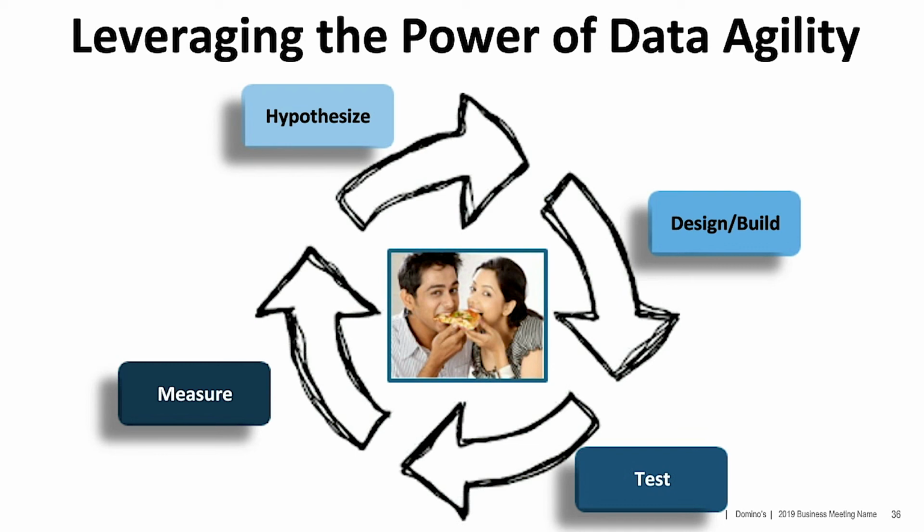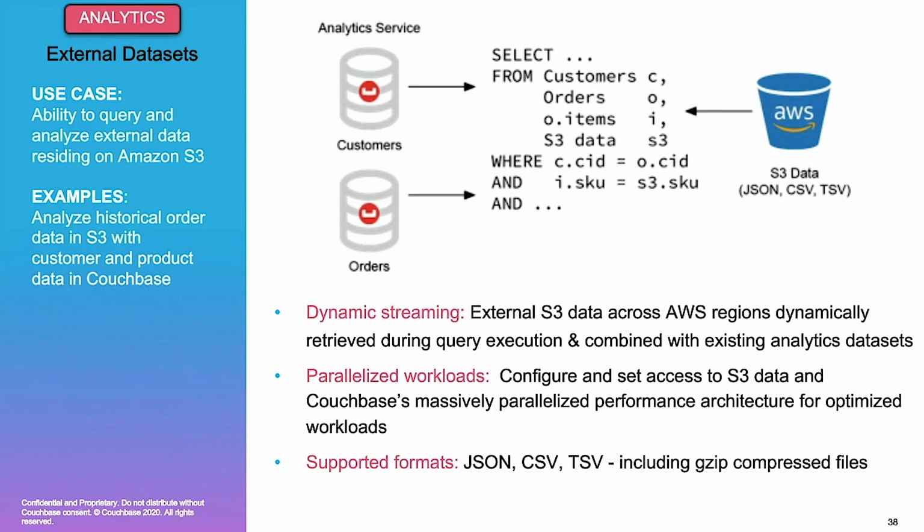So one of the things we have done, with the advent of the new release of Couchbase 6.6, is that developers and the community here can now tap into Amazon's S3 object store and dynamically get your data retrieved from Couchbase Analytics and combine it with your existing analytics data set. What does that mean? Well, first of all, you're tapping into your data lake, and your data is in its natural form. The current release supports JSON, comma separated values, and tab separated values, including gzip compressed files.